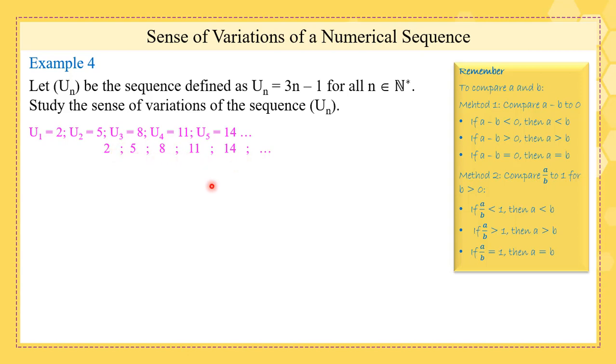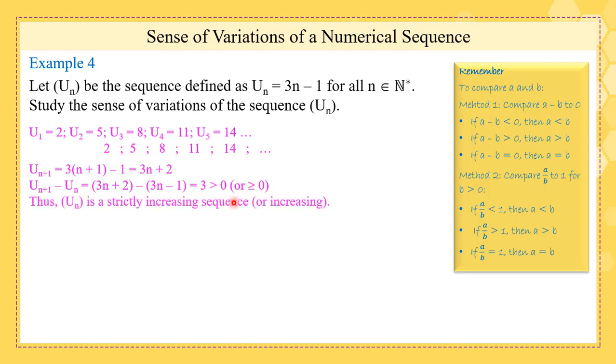Now we go on proving in terms of n. We find Un plus 1, and to find Un plus 1, we replace each n by n plus 1. We get 3n plus 2. If we want to use the difference method, Un plus 1 minus Un is going to be 3, which is positive, or greater than or equal to 0. So we can say from here that Un is strictly increasing or increasing.